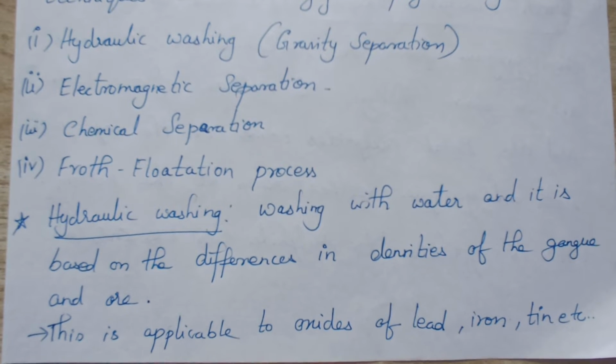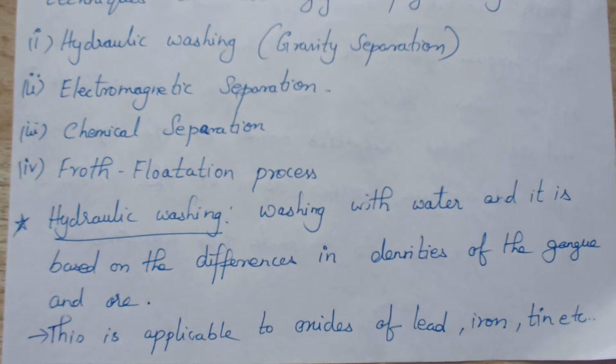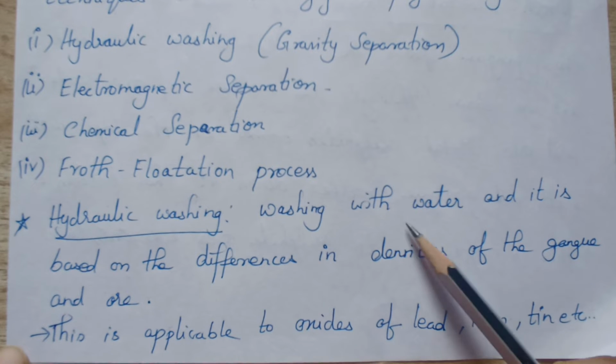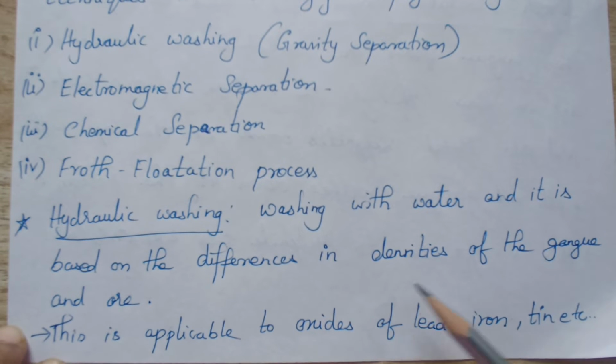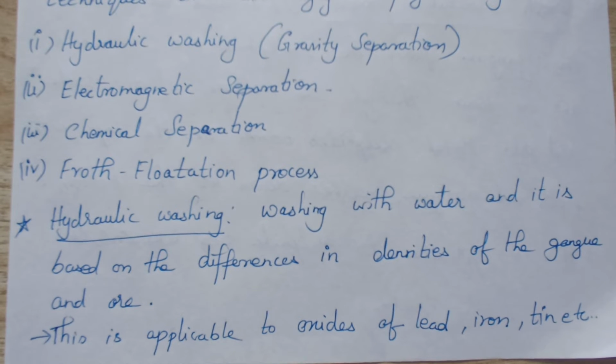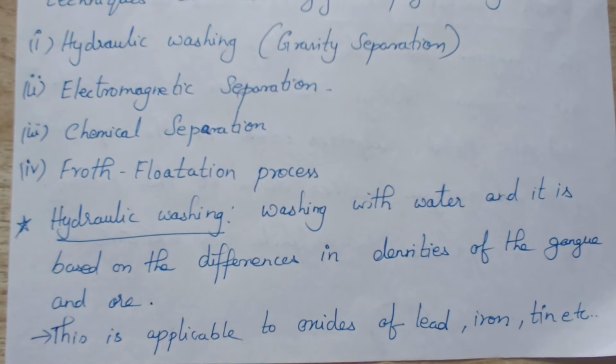Okay, based on the density, the high density material will settle down, and while washing, the less dense things will float and be removed. Okay, like that you can remember that. Just washing with water, based on the difference in densities of the gangues and the ore. If there is a lot of difference between the gangues and the ore, that means impurities present in the ore, then you can go for hydraulic washing.